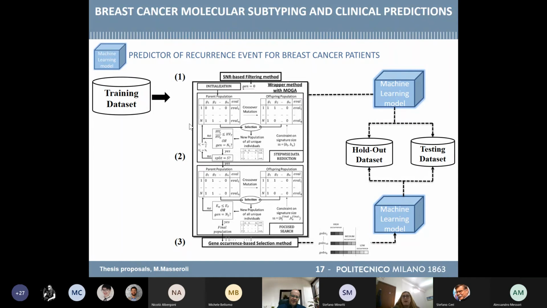But then the core aspect of this study was to develop a wrapper method, using a multi-objective genetic algorithm that wants to minimize simultaneously the prediction errors, but also the size of the selected feature space, that in our case was a feature space made of genes of interest for the classification, for the prediction task.